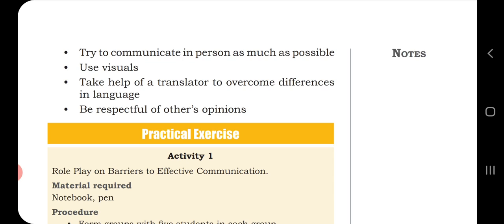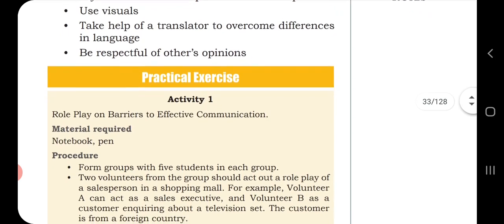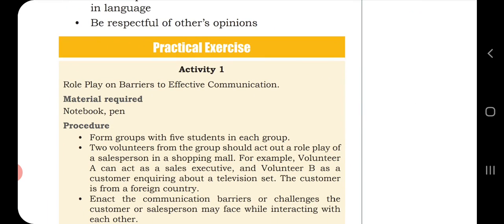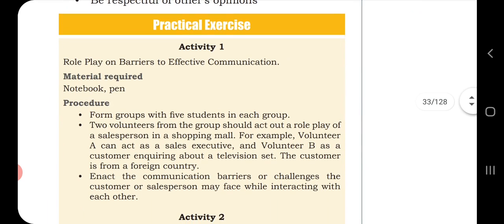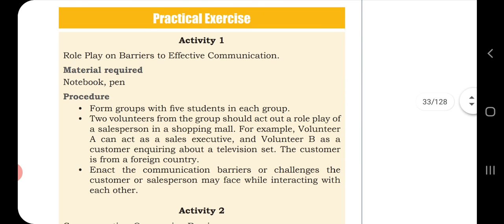And last is be respectful of others' opinions. So we should not disregard others' opinion on their face. This will make them feel bad. So for that reason, we should be very respectful of others' opinions. We should also keep our opinions, but we should have respect about others' opinion too. So here we finish with our next session, that is barriers to effective communication.